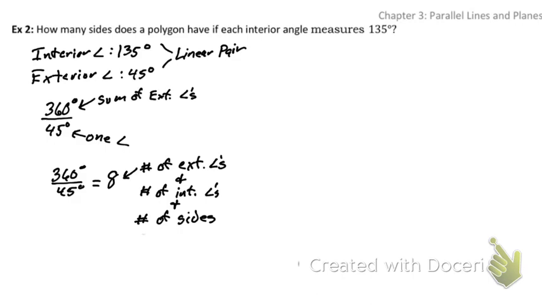So once again, they give me an interior angle. I find out the exterior angle is 45. I know when I add all the exterior angles together, they need to equal 360. So I take 360 divided by 45, and that comes up with 8 exterior angles. But that means I have 8 interior angles, which also means I have 8 sides. Questions on that? Okay. Please ask now. We do have a test on Tuesday.